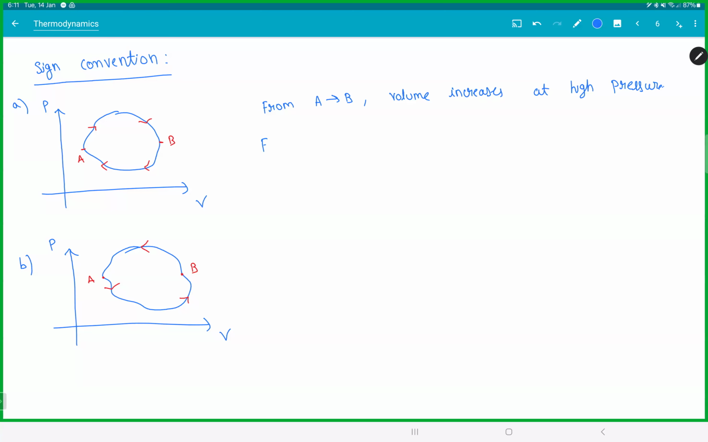But when you come from B to A, in the reverse, the volume change is the same. You come back to the same volume, but you're coming at a lower pressure. So in the formula integral P dV, the P is smaller. So we have more positive work, right? And less negative work.